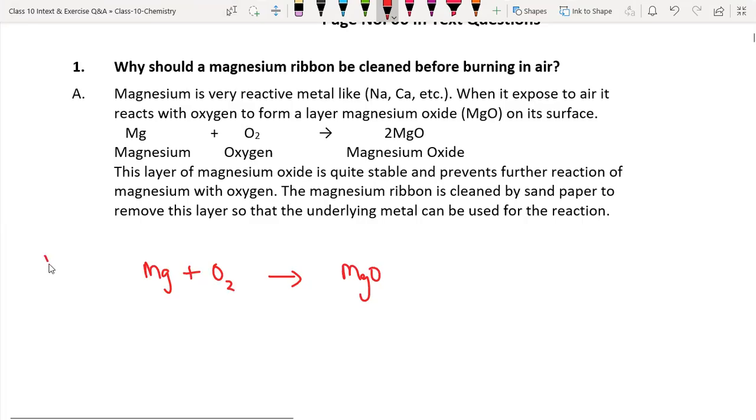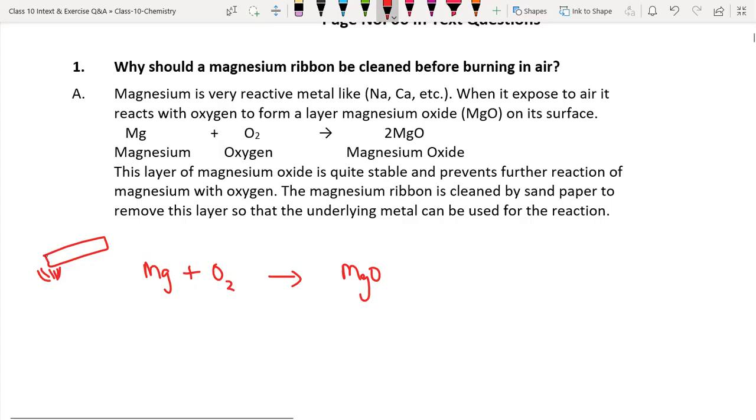So if you take that magnesium ribbon and it is exposed to air or oxygen present in the atmosphere around it, automatically that magnesium will form one layer on it. That layer of magnesium oxide is quite stable and prevents further reaction of magnesium with oxygen. So if you burn it using a burning splinter or Bunsen burner, it will not catch fire very easily because of the presence of that layer.